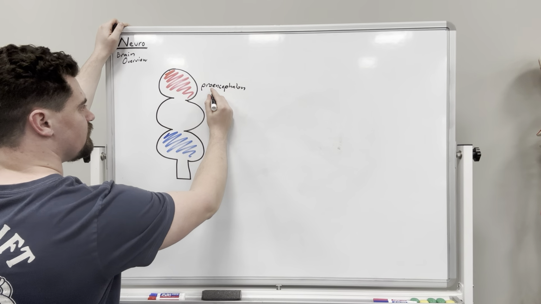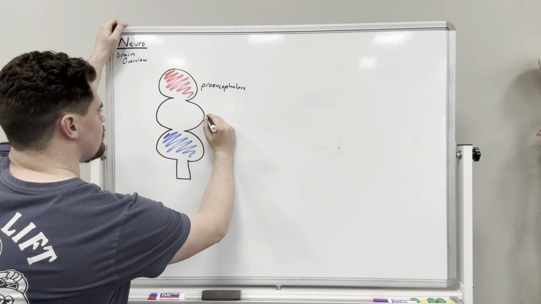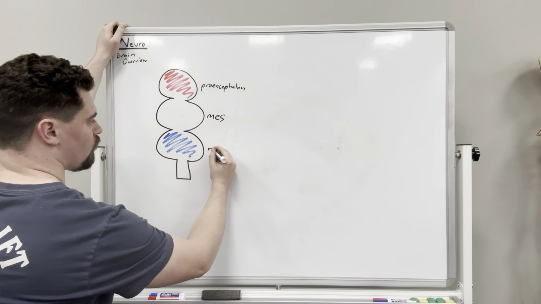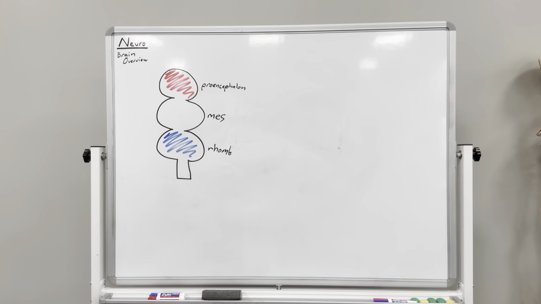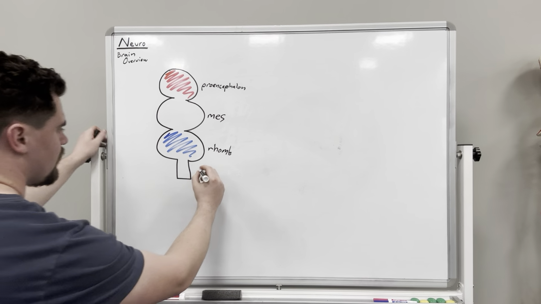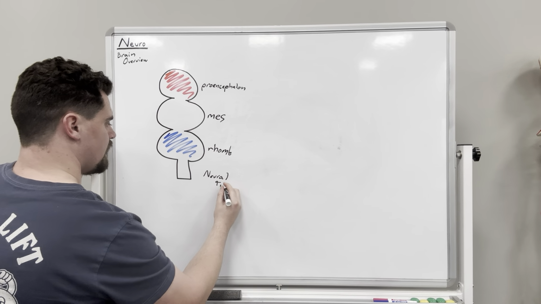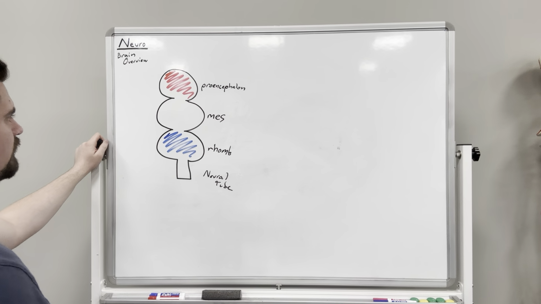And then all of these end in encephalon, so I'm not going to write that again, save time. And then this is the mesencephalon, and then we have the rhombencephalon. Okay? And then at the bottom here, this is going to be the neural tube, and it's going to stay the neural tube. But this is what eventually develops into your spinal cord. But we'll carry that through.